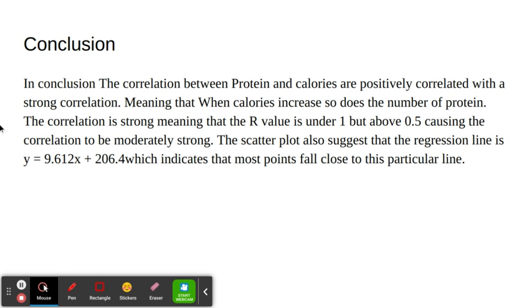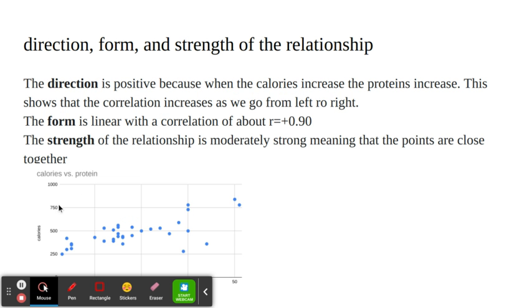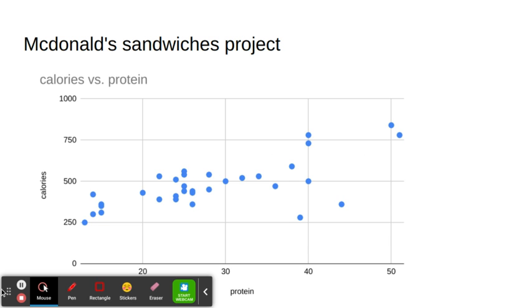Next, in conclusion, proteins and calories are positively correlated with a strong correlation, meaning that when the calories increased, so did the number of proteins. The correlation was strong because the R value is under 1 but above 0.5, making the correlation moderately strong. The scatter plot also suggests that the regression line is y equals 9.612x plus 206.4, which indicates that most points fall close to this particular line. And here's the scatter plot again, which you can see here, and there you go.